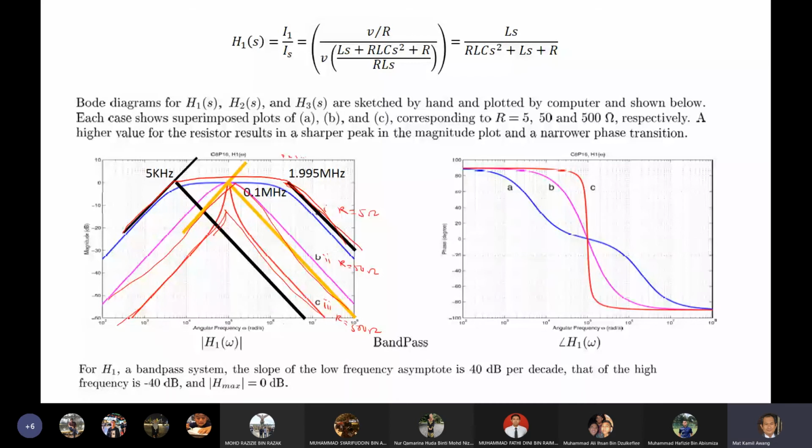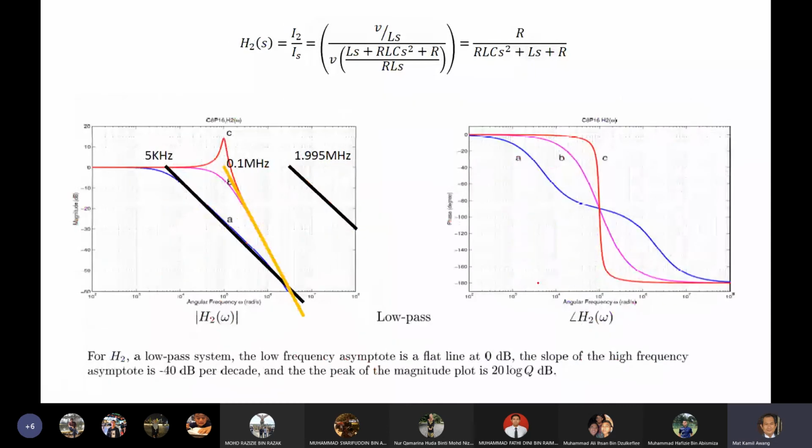Yeah. You start from here. The zero, then the zeros cancel out and add with the additional pole. So it goes down. So this peak is actually due to the damping factor. Okay. So this is the high pass and the band pass.